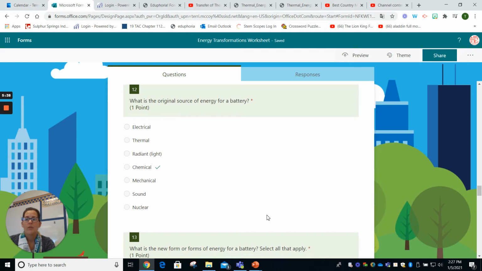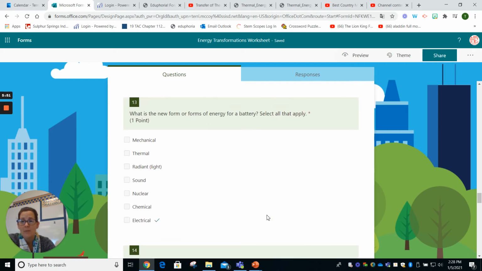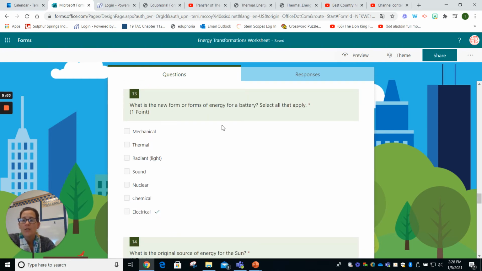What is the original source of energy for a battery? So we've talked about this one a couple of times. The original source of energy for a battery? Chemical energy. Good. So the energy stored in chemical bonds, that is what's happening in a battery. What's the new form or forms of energy for a battery? What's that chemical energy transform into? Well, it transforms into electrical energy. What it does from there just depends on what you have it in. So we're going to stop at electrical for a battery.